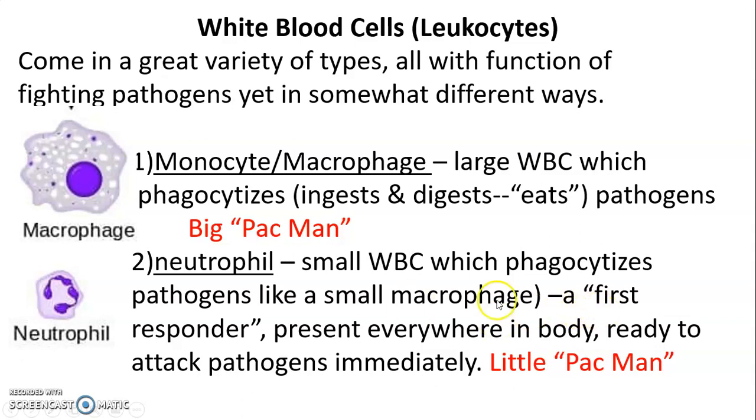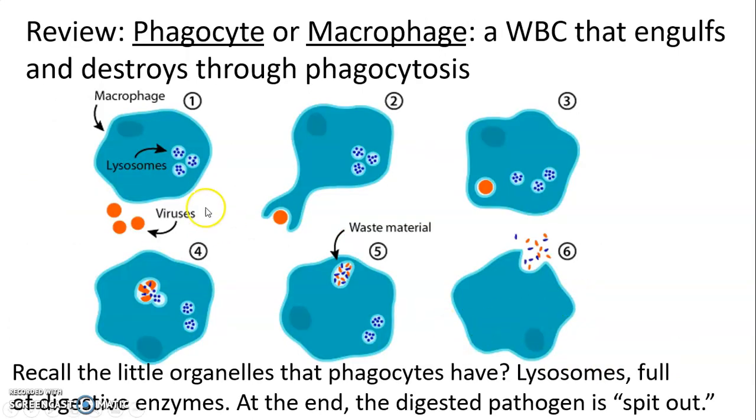They're sometimes called the first responders because they're present everywhere in the body. They're the most common white blood cell. They're present everywhere, and so they're ready to attack pathogens immediately. And they're small, so they can fit into lots of places really quickly. So we're going to call them big Pac-Man and little Pac-Man, but don't overlook the real terms: phagocytosis, ingesting and digesting, etc.